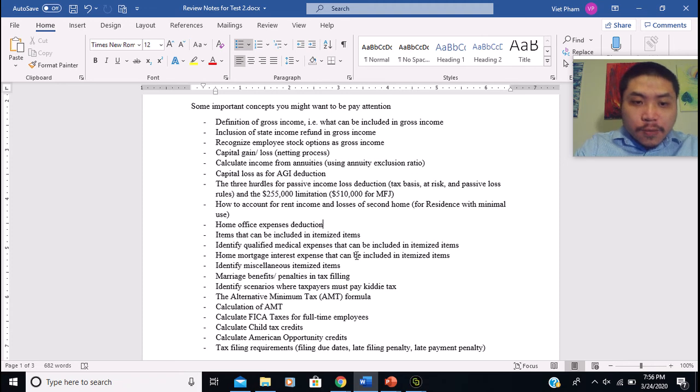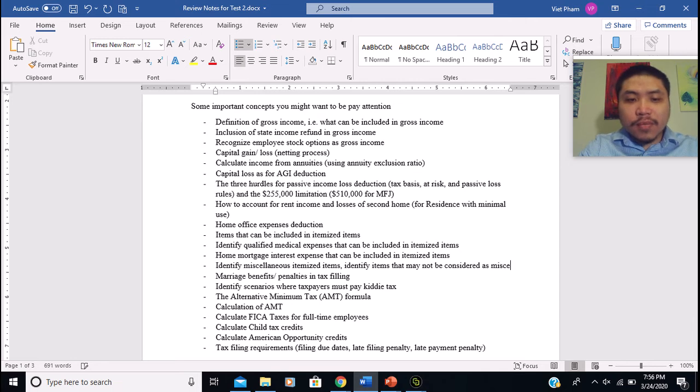All right. And then you should also know about home mortgage interest expense, like how much of home mortgage interest expense the taxpayers can include in itemized deductions, and also identify miscellaneous itemized deductions, right? And another thing that I forgot to put in here is to make sure you can identify the items that may not be considered as miscellaneous itemized deductions.